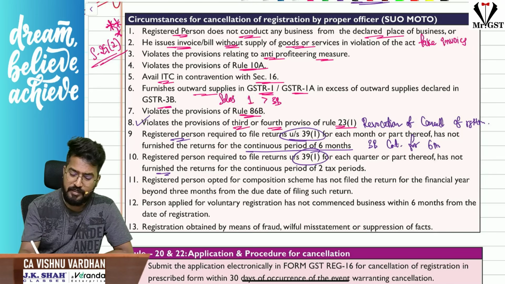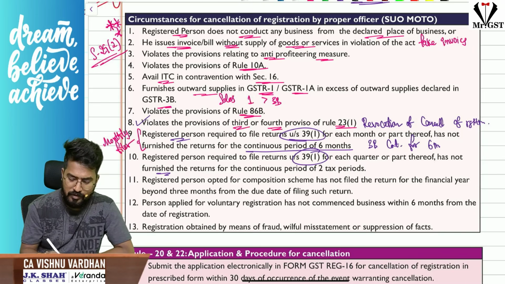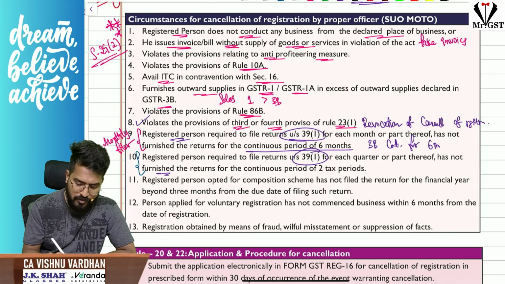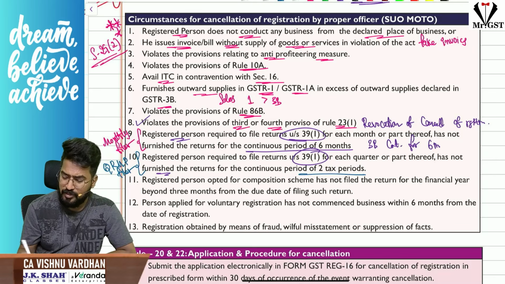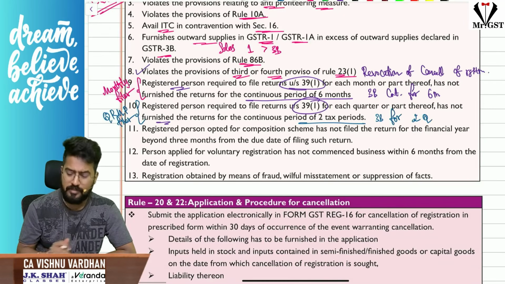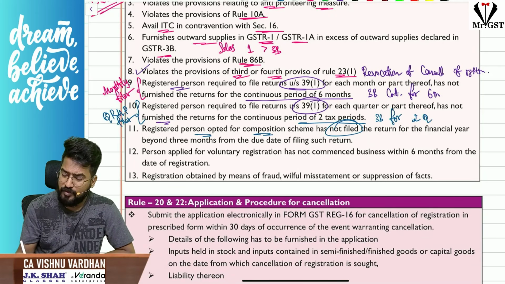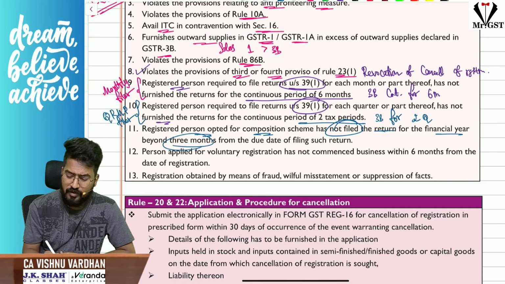That means, in this case you are a monthly filer, and in this case you are a quarterly filer, that is, the QRMP scheme follower. You are a QRMP filer. You have not filed GSTR 3B continuously for 2 quarters. Continuously for 2 quarters. Then your registration can be cancelled. Or you have opted for the composition scheme and not filed the return for the financial year even after 3 months from the due date of filing.